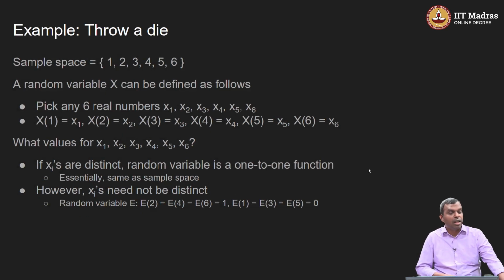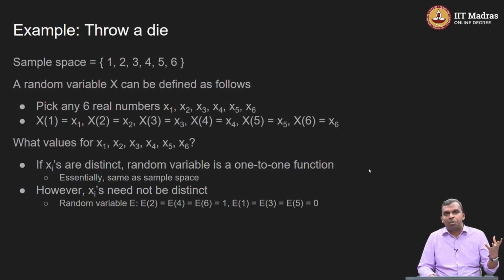Okay, let's continue to a slightly more complicated and maybe a more illustrative example, which is throwing a die. I'm going to throw a die, and the sample space is 1, 2, 3, 4, 5, 6. So this is the sample space we've defined here. How do you want to define a random variable from this sample space to the real line? I'm giving you a generic way to do it. What is the generic way to do it?